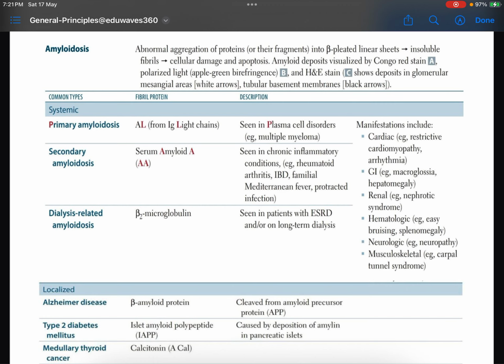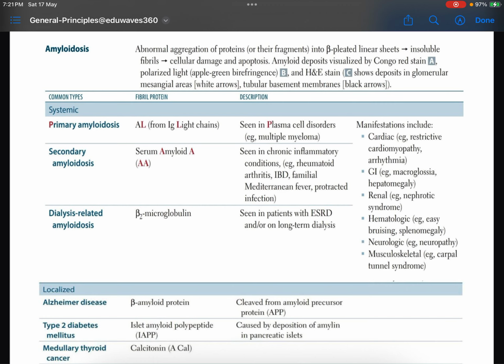Today we are decoding a highly tested but often confusing pathological topic, that is amyloidosis. We will break it down into basic pathology and Congo red stain findings, all systemic and localized types, and some clinical scenarios. Let's get started.